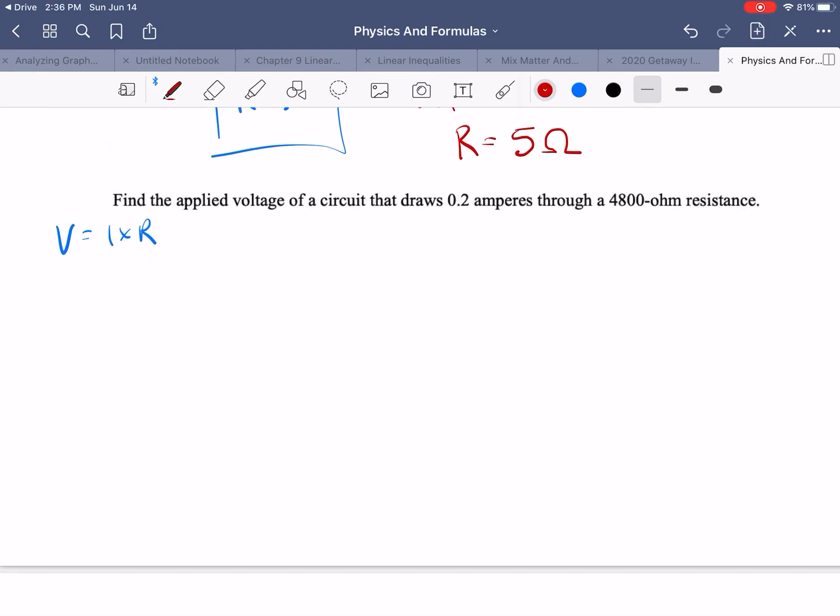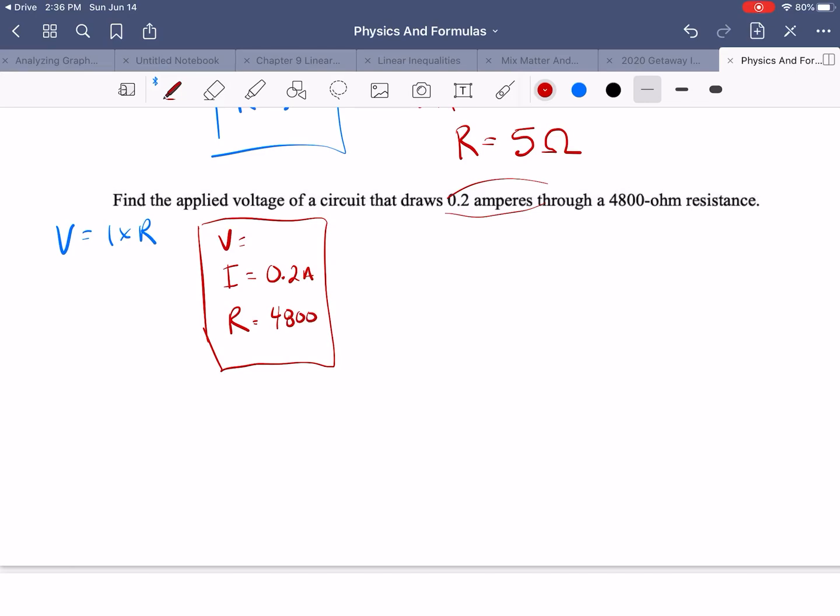Okay, guys, the last one you can totally do by yourself. So pause it, do the math, see if you can do this physics, ace it. So again, I'm going to make my box. I'm going to write out what I have, V, I, and R, and I'm going to see that I have 0.2 amps. I have 4,800 ohms, and I don't know my voltage.